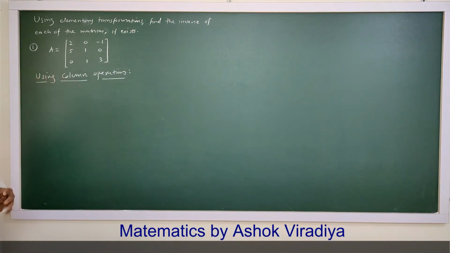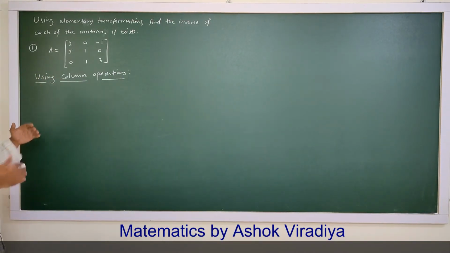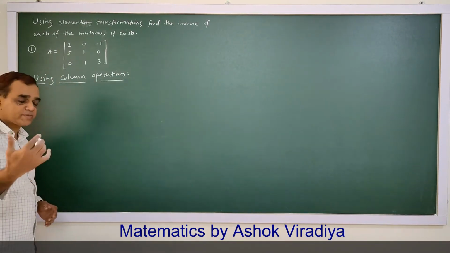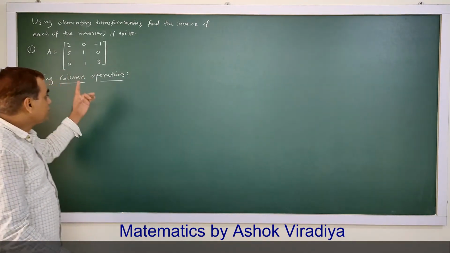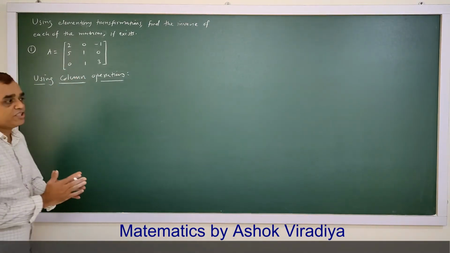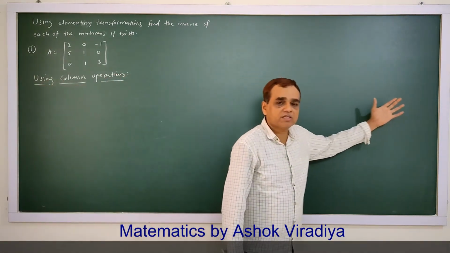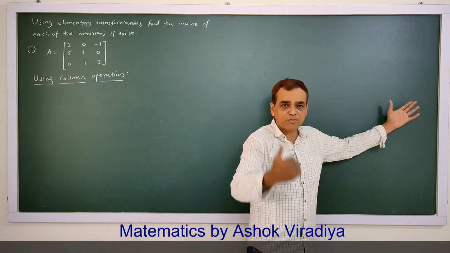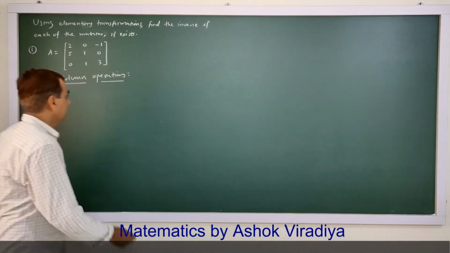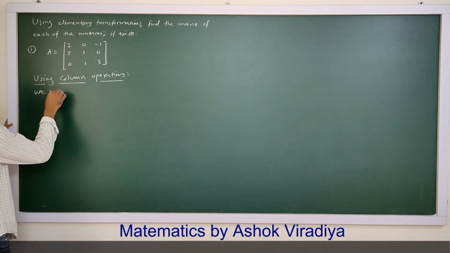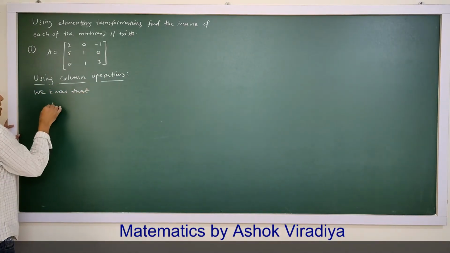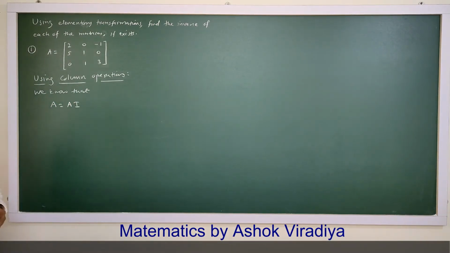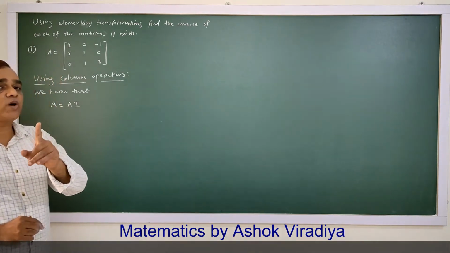Now same question. How to find inverse of matrix using column operations? Just I explained using the row operations, now using column operations. In theory part I discussed starting of that method using a column operation. So here starting is, we know that A is equal to A into I.